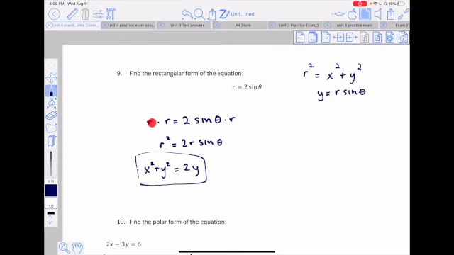So I'm just going to multiply each side of the equation by r. So I'm going to multiply by r here, multiply by r here. So now I have r squared on the left, and then r sine theta. So that r sine theta gets replaced with that y, and the r squared turns into this x squared plus y squared.